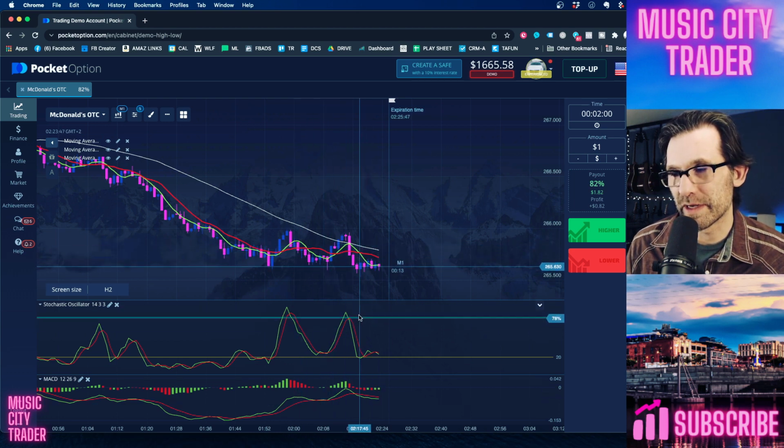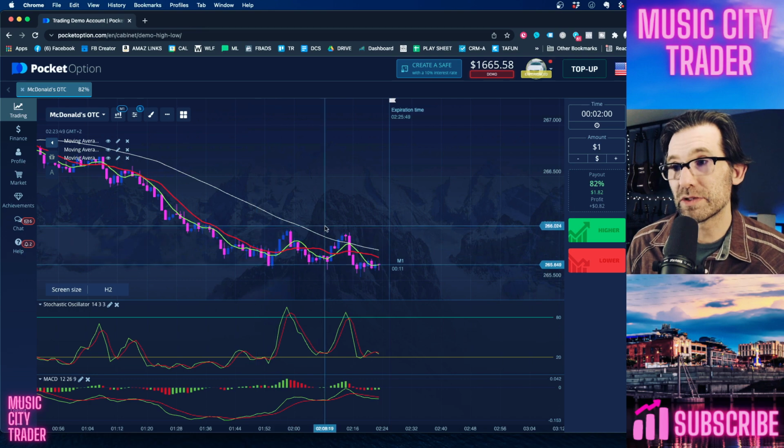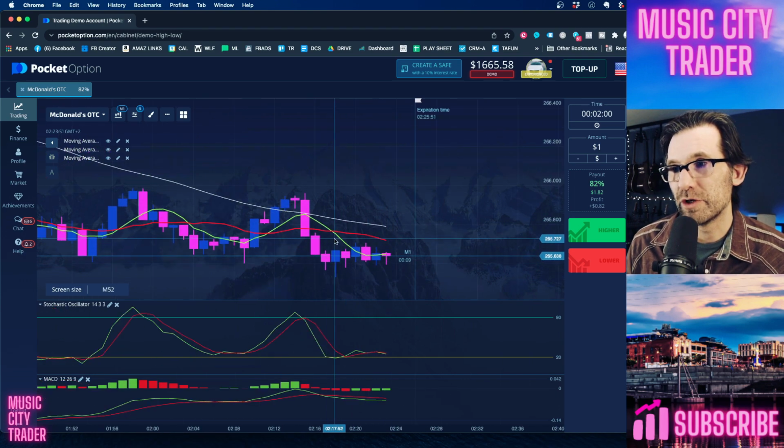Some's going down, some's going up. This is not a perfect entry. Let's look at, but this is how you would enter. You would literally go, the MACD crossed down, we're in a downtrend. Or I mean, the stochastic crossed down, we're in a downtrend.